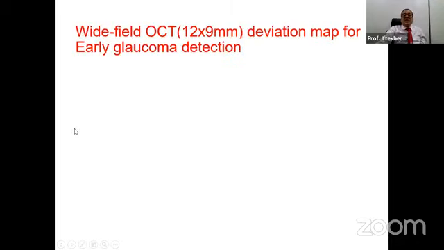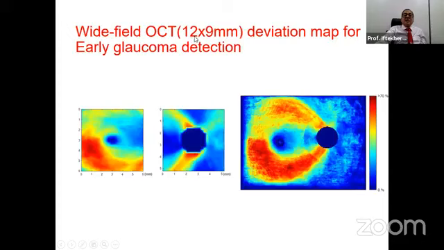Wide field OCT deviation map for early glaucoma diagnosis. The wide field image is 12 by 9 millimeters. It is about double the Spectralis OCT, whose grid is 6 by 6. Here it is 12 by 9, about double.